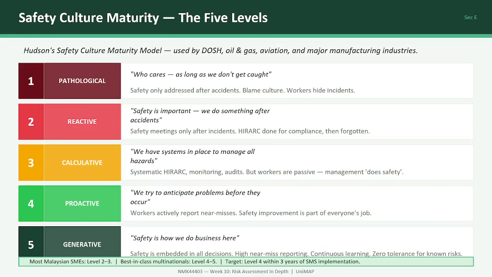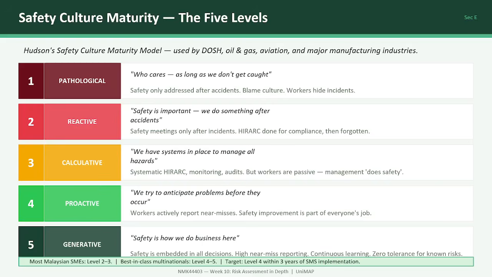Level 3, calculative. The belief is we have systems in place to manage all hazards. This is where many well-intentioned organizations plateau. They have HIRARC, they have an SMS, they have training records, they conduct audits. But the system is driven by management.